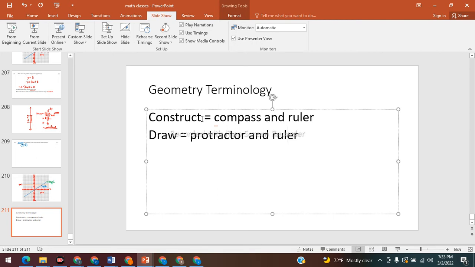So what does the word bisect mean? Okay, bisect. In order to bisect something, you always use a compass. So that's bisect. You're using a compass and a ruler.